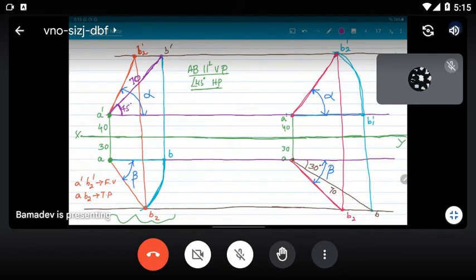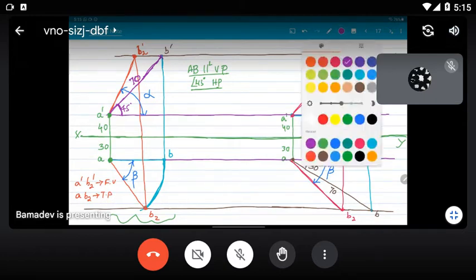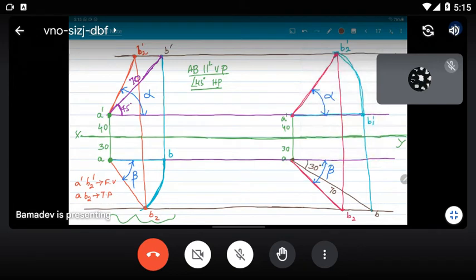Right? Then I have drawn a parallel line through point B dash. Parallel to which? Parallel to the reference line. Right? I have drawn this line after getting B dash. Okay? Then I have shifted to the right part. I have shifted to this part.